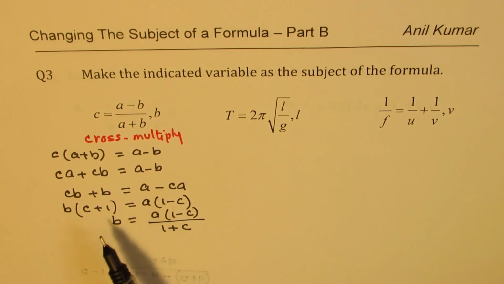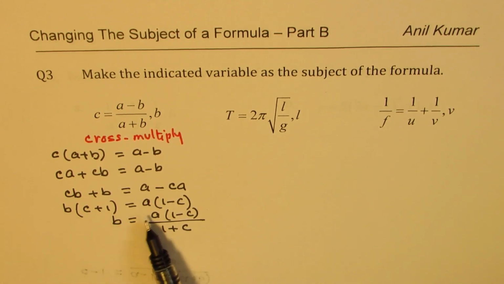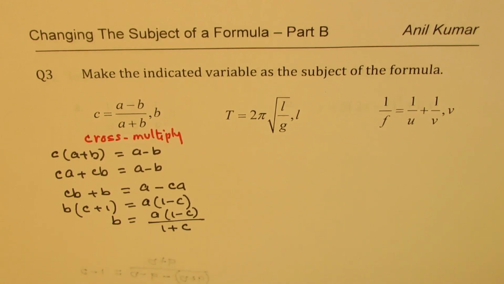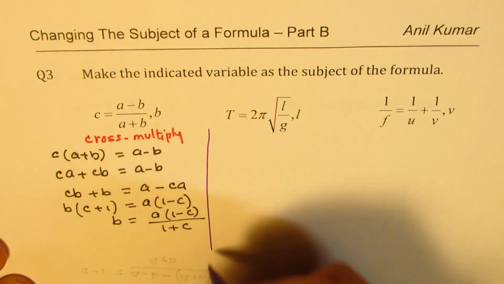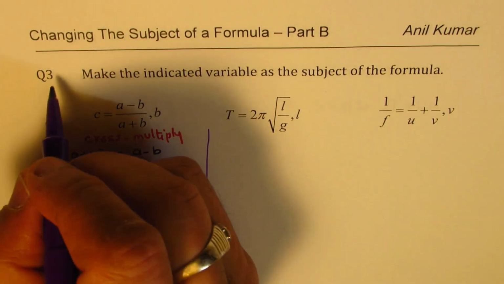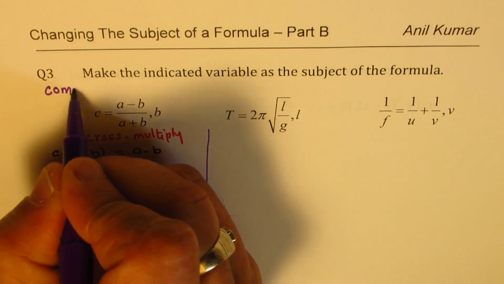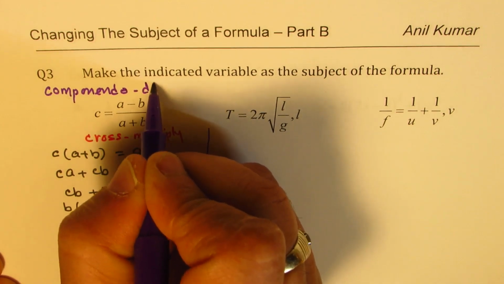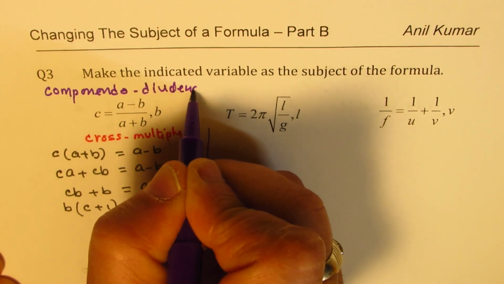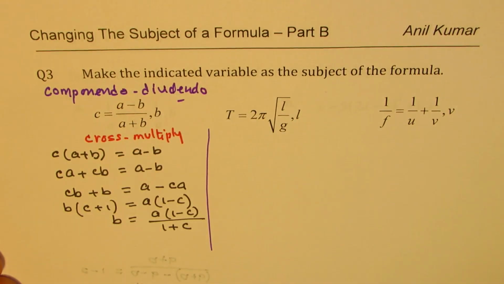So other way, if you see to it, we could write this as b over a equals 1 minus c over 1 plus c, or something like this. So this is a very interesting formula. You will use this in many ways in times to come. You can look into my videos on componendo and dividendo for related questions, and that is going to be very interesting.